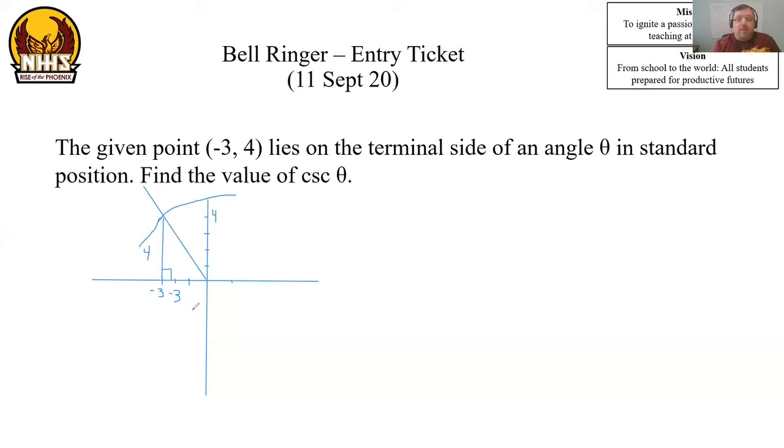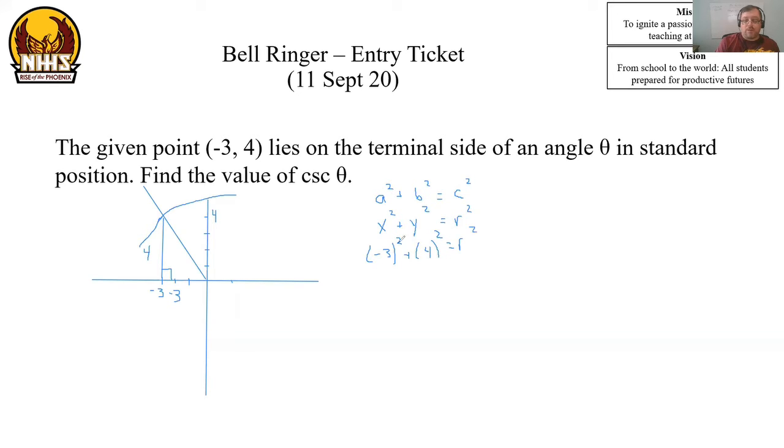Now, if you remember the Pythagorean theorem, it tells us that a squared plus b squared is equal to c squared. Or we're going to turn that into x squared plus y squared is equal to the radius squared. Well, I know x is -3, and I know that y is 4.